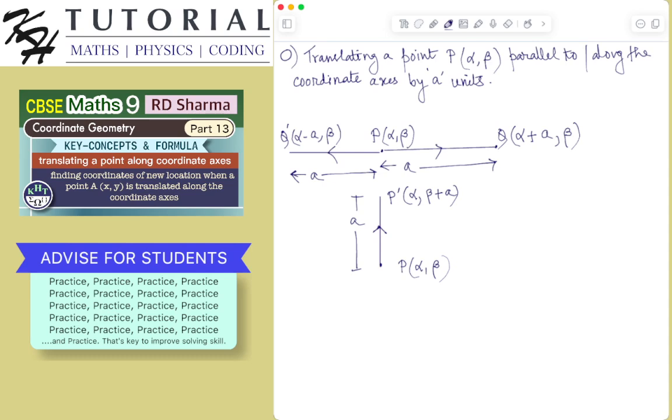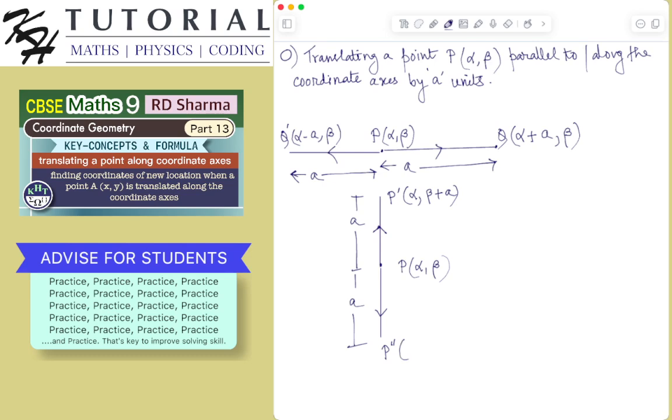Okay. Now if we translate the point P below by a distance of a units, below means along the negative direction of the y-axis, then let's say the new location will be denoted by the point P double dash. So this distance is also a. What will be the coordinates of the point P double dash?